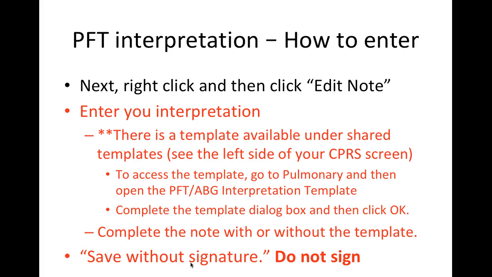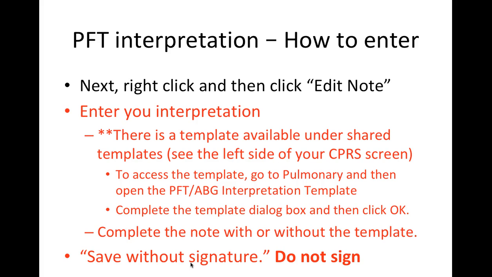The next step is to right-click on the CPRS PFT and click Edit Note. This will allow you to do one of two things, either free text your interpretation or use a template to complete your interpretation. The template is available under Shared Templates, and that would be found on the left side of your CPRS screen. To access the template, go to Pulmonary and then PFT and ABG interpretation template.